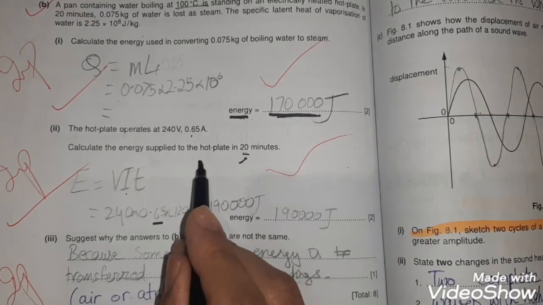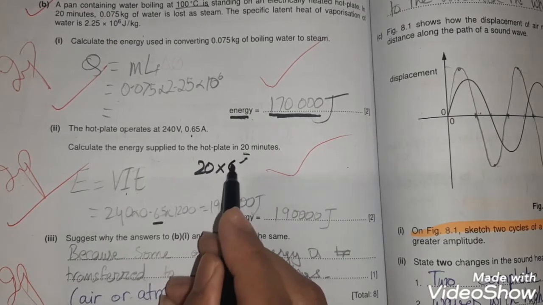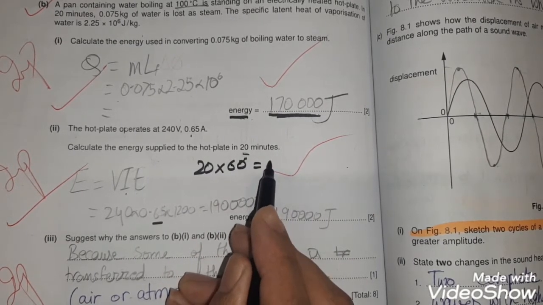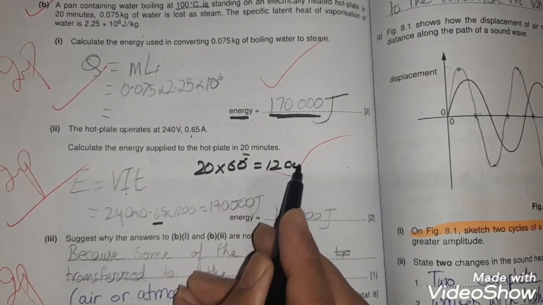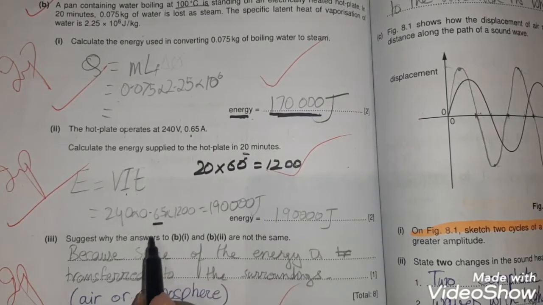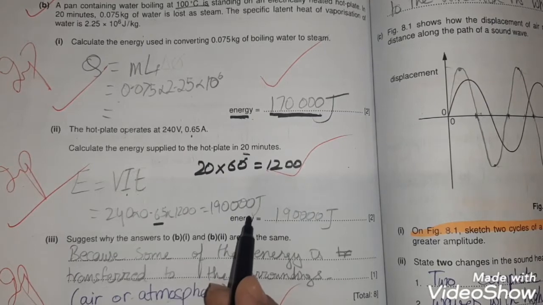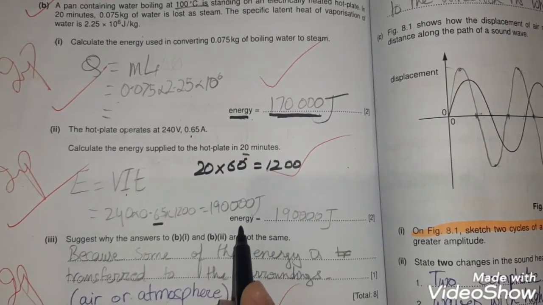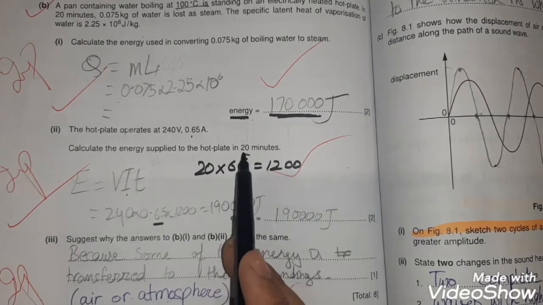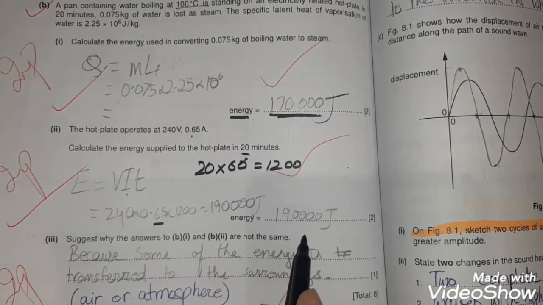So 20 multiplied by 60 is 1200 seconds. So multiplied by 1200, which is 190,000 joules. So the energy supplied to the hot plate in 20 minutes is 190,000 joules.